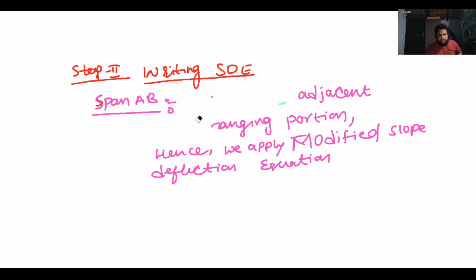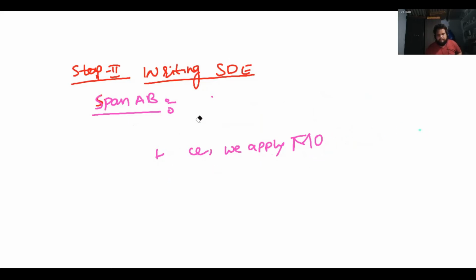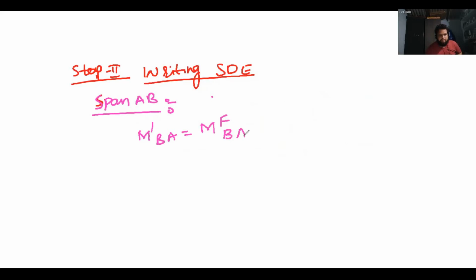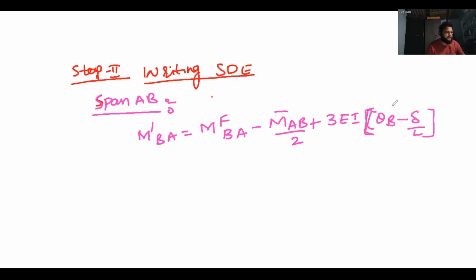So now I have to apply the formula. If I am taking MAB, I have to write only MBA. You won't get M dash AB. Whenever you are writing for span AB, your formula is like this: M dash BA equal to MFBA minus M dash AB by 2 plus 3EA by L into theta B minus delta by L. So this is our modified slope deflection formula, correct?